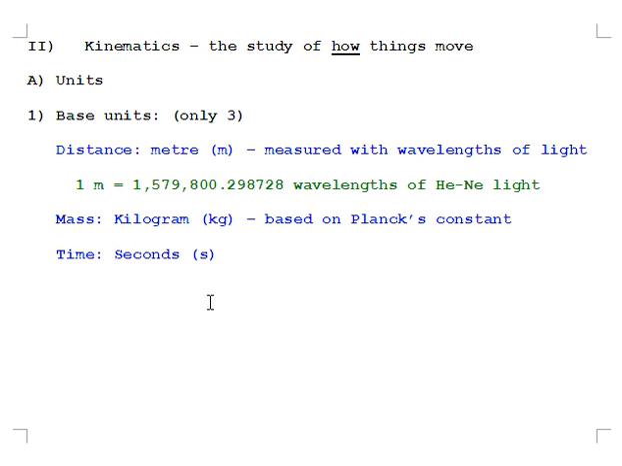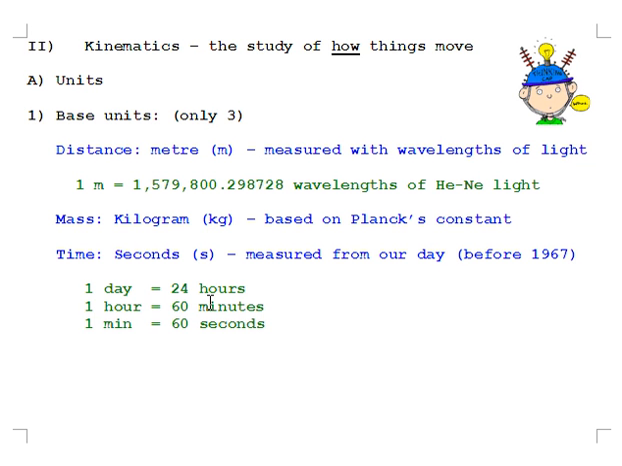Time, we use seconds, just like period, measured from our day, at least before 1967. So you used to play that game where, what's 1 second? Well, it's a 60th of a minute. Well, what's a minute? A 60th of an hour. What's an hour? A 24th of a day. But it turns out that's not right.